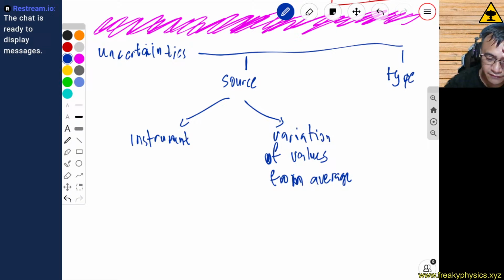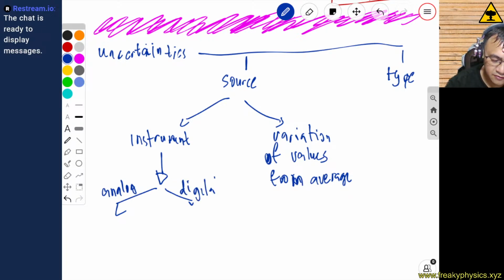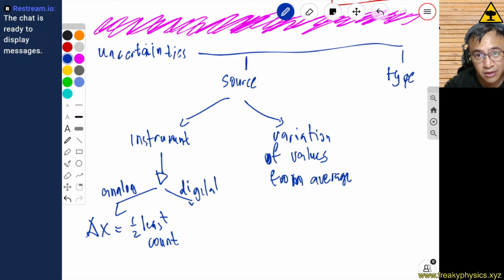Now, whenever you're doing this, if you're looking at it from the instrument, remember, you look at whether the instrument is an analog or a digital device. When you have an analog device, the uncertainty, delta x here, will be equal to half of the least count. This is the technical term. The least count is basically the smallest possible measurement you can do on that instrument. On a digital instrument, the uncertainty will be equal to the least count.